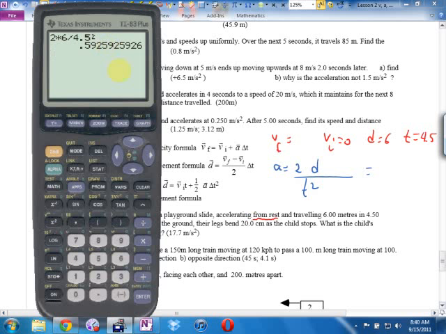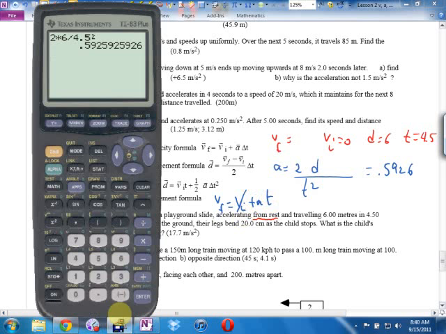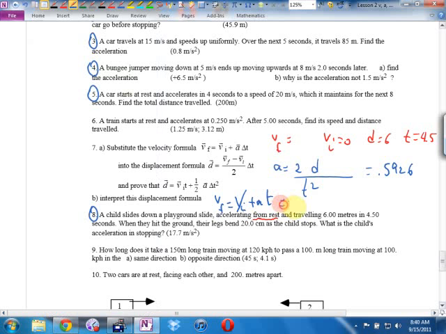So 0.5926, I'll call it that, which means V final when you hit the ground, and I'm running out of room here, but I think I can go V final equals V initial plus AT. V initial was zero. Now I can go acceleration times 4.5, and I get a V final of 2.6 repeating. I'm going to go 2.667 because this is not my final answer either. 2.667 meters per second. That's what I hit the ground at. Now, when I hit the ground, what's my final velocity? What's my initial? This.